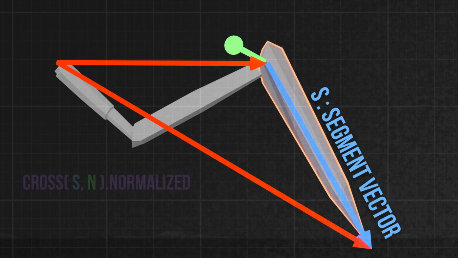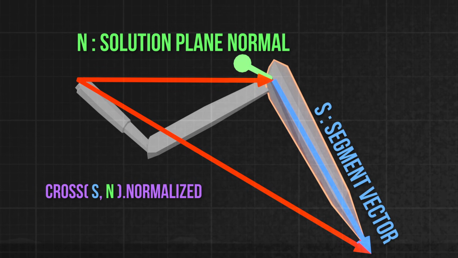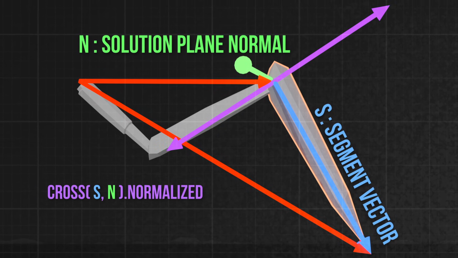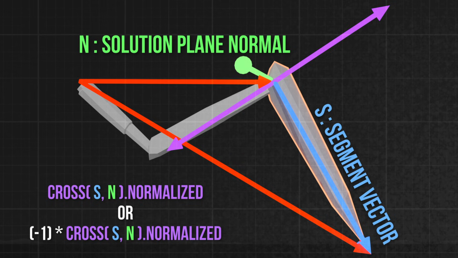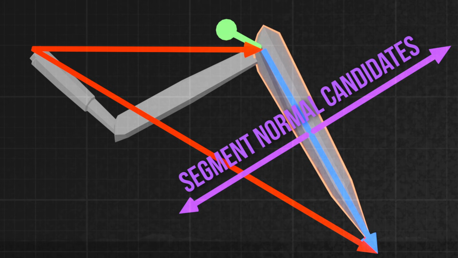Then we take a cross product of the segment vector and the solution plane normal, which, depending on circumstances, can give us one of these two vectors. We can turn one into the other just by multiplying it by -1. Both of these vectors can be used as sensible directions for the new segment normal to face. We just need to pick one.